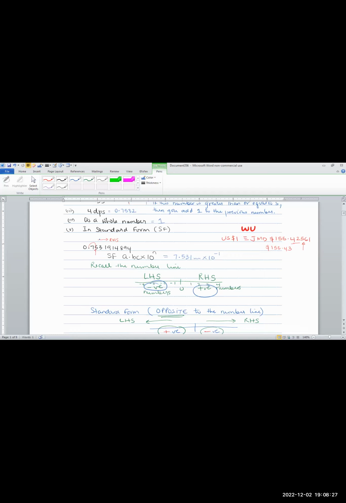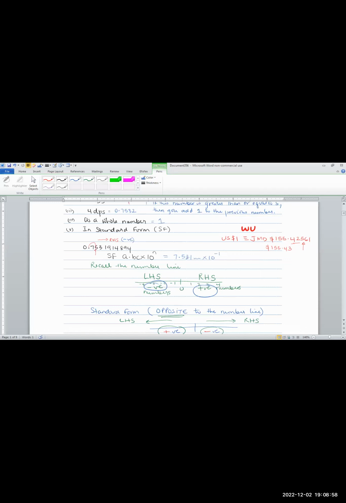Sir, why negative? Because I'm moving to the right. Moving to the right, it's negative. Moving to the left is positive. Just remember the reverse of the number line. Sir, why 1? Because I move one decimal place. Had I moved 2 decimal places, it would be times 10 to the negative 2. So in standard form, my answer is 7.531.